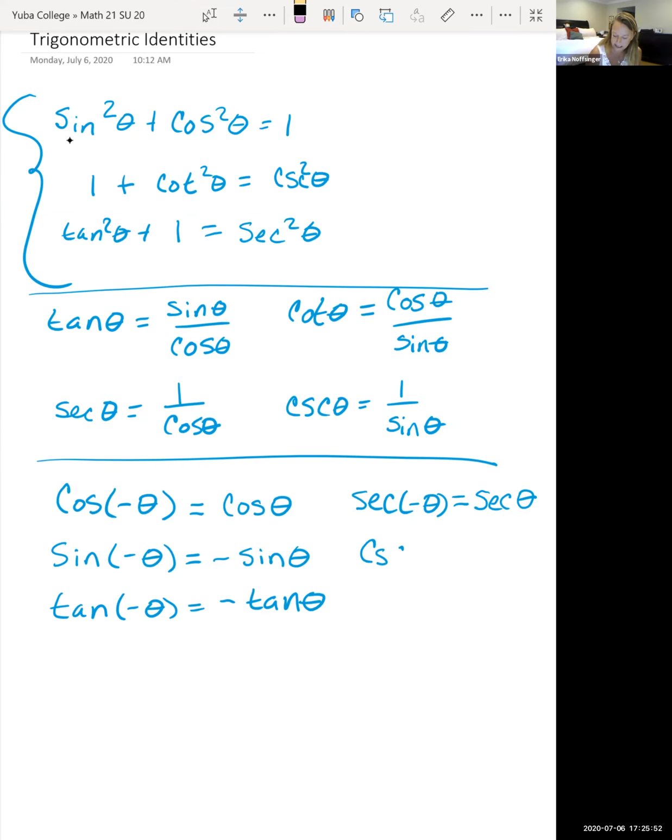Cosecant of negative theta. Again, that's 1 over sine of negative theta, but sine of negative theta is the same as negative sine of theta. So 1 over negative sine of theta is the same thing as negative cosecant of theta. And then last but not least, cotangent of negative theta is the same thing as negative cotangent of theta. And that's just the reciprocal. Cotangent of negative theta is the reciprocal of tangent of negative theta, so that would be 1 over negative tangent of theta.